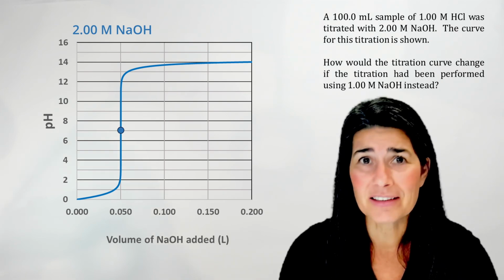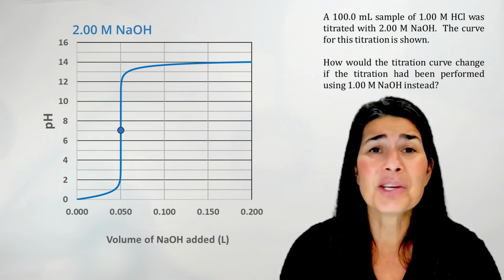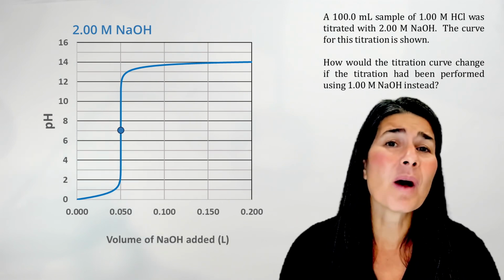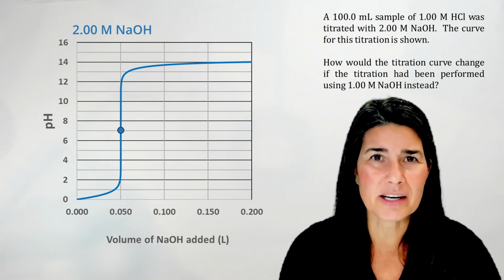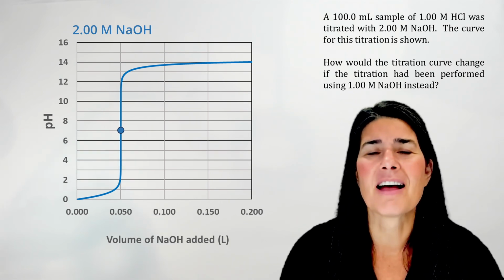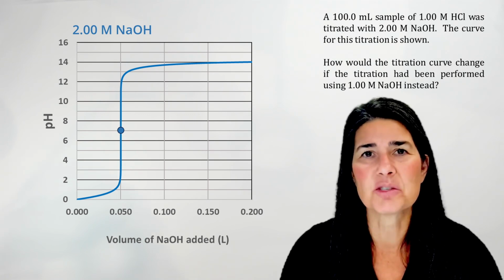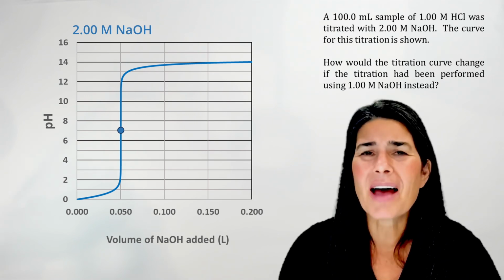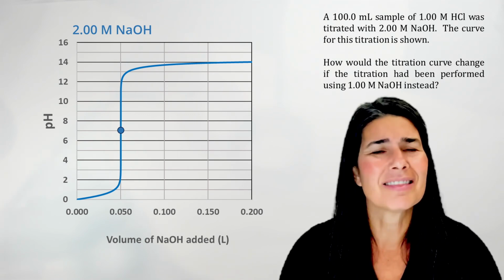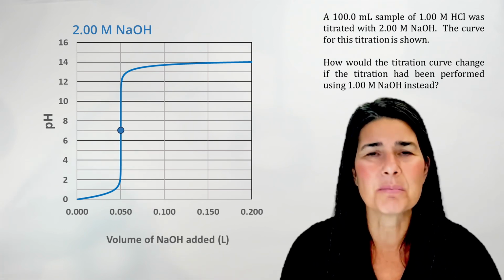Well, the key to these types of problems is you don't want to go ahead and do all the calculations over again, and you don't need to. What we want to do is just do some generics. You want to focus in on the main points of these titration curves and think about how those points would change. Then you can just sketch the in-between.